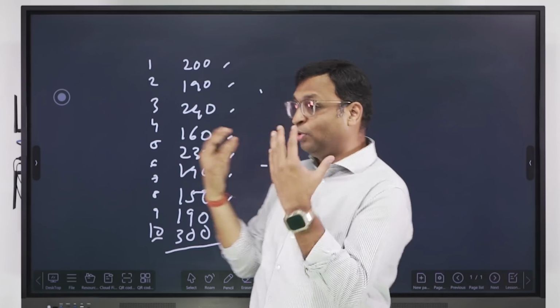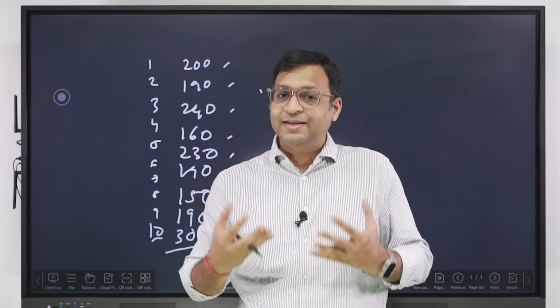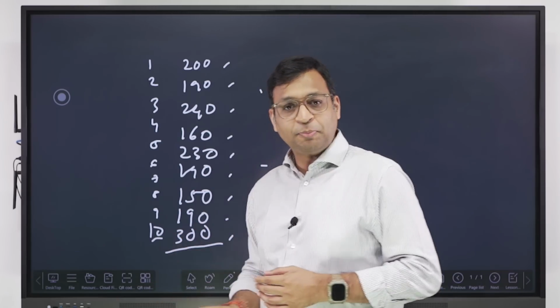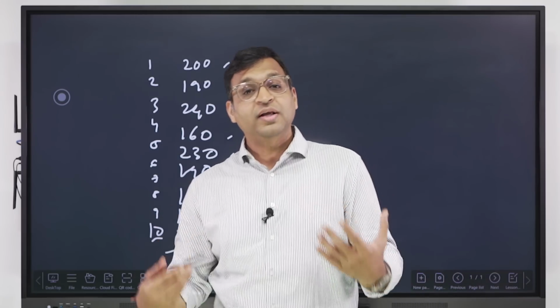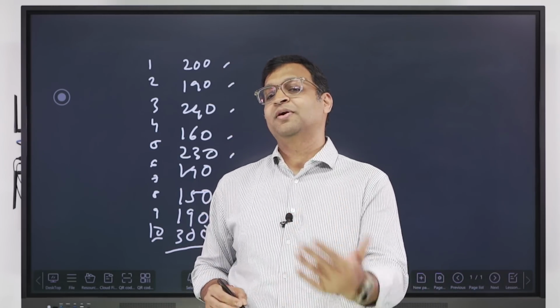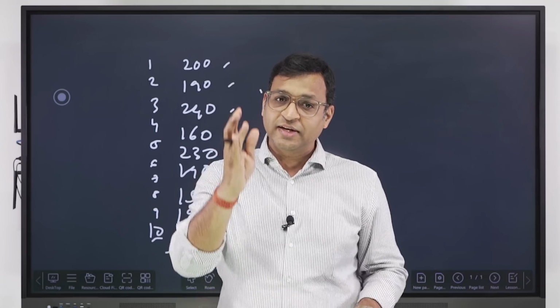So as a prudent person, you would definitely like to give high importance to the latest data, because if the team is in form, there is a possibility that the team will continue to score better. If the team is not in form, there is a possibility that the team will not score better in the next match. Okay, so do you understand the difference between simple moving average and exponential moving average?